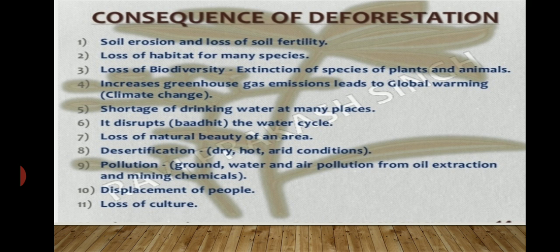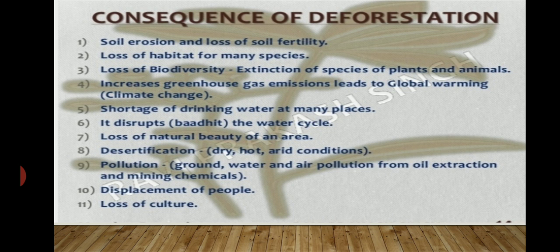Means there is a loss of biodiversity, extinction of species of plants and animals, increase in greenhouse gases that leads to global warming, and it causes climate change, shortage of drinking water at many places, loss of natural beauty of an area, and it causes desertification. Desertification means soil loses its fertility, and ultimately it converts into barren land.